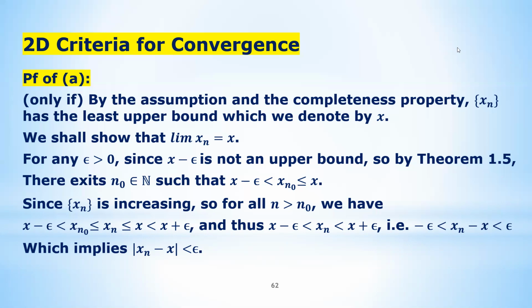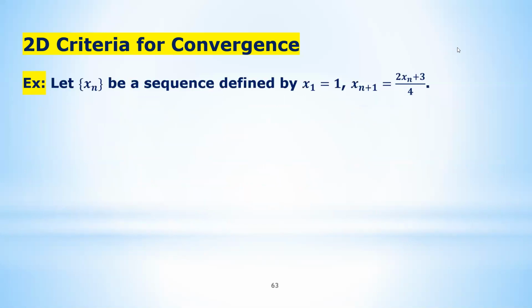More importantly, we are going to see some examples of how to use this result to solve practical problems. There is a very special type of problem involved here. We have a sequence xn, and the sequence is defined by a recursive formula. We know x1 is 1. Then the next term is determined by the previous term by the formula xn plus 1 equals 2xn plus 3 divided by 4.